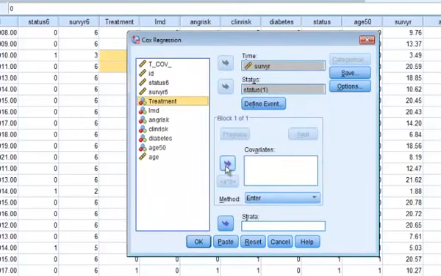Then we put in the treatment main effect, so treatment by itself, and the interaction between treatment and T underscore cov underscore, the variable we just created in the previous dialog box, which is T underscore greater than 7. We highlight both treatment and T underscore cov by pushing the control button, and then we put the interaction term in the covariate box. This is all we need to do, and then we click OK.